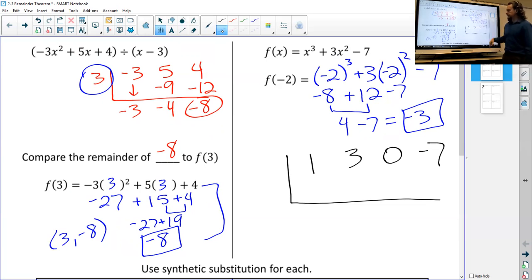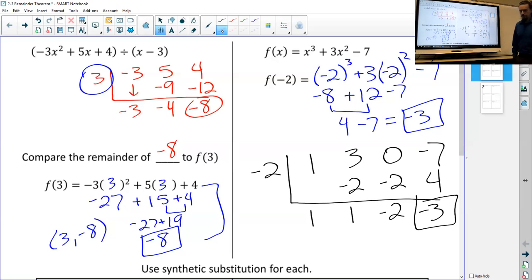Okay. Since we solved for f of -2, that means we wanted to have divided by -2. And remember, our whole goal here, at the very end, we should get -3. So fingers crossed that I didn't just mess up this whole video. So I bring down my 1. -2 times 1 is -2. 3 minus 2 is 1. -2 times 1 is -2. 0 minus 2 is -2. -2 times -2 is +4. And thank goodness, -7 plus 4 is -3.